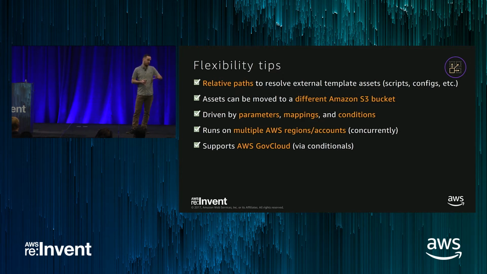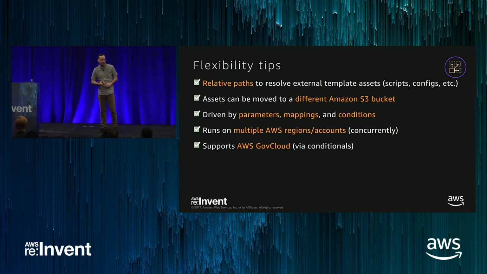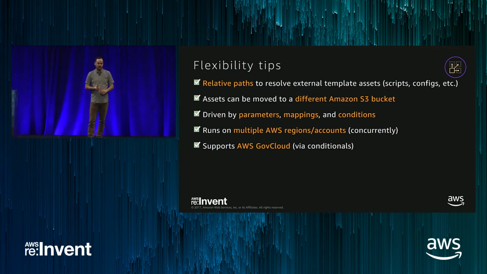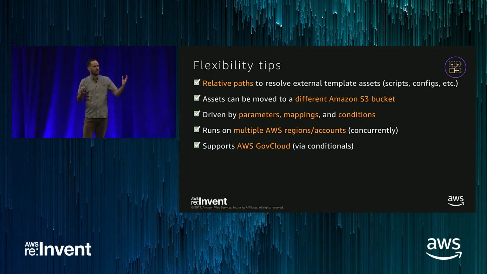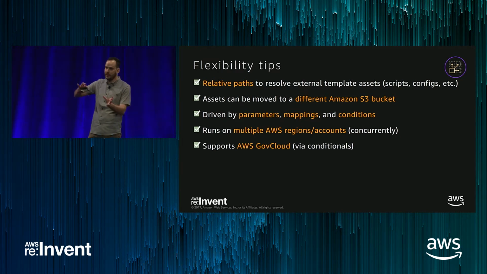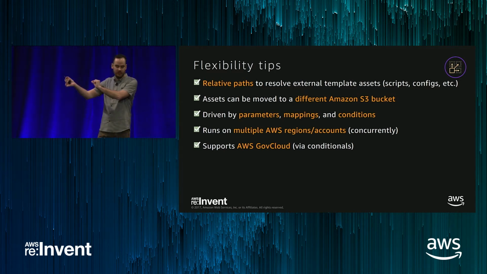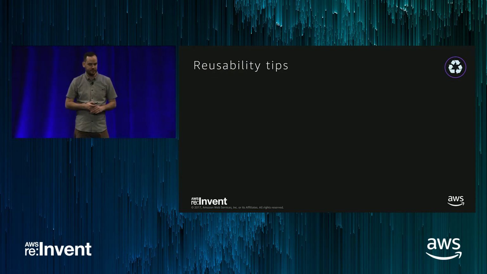Flexible templates will also support AWS GovCloud, and this normally happens via conditionals. The way we write a lot of the Quick Starts that support GovCloud, there'll be a condition that says, are we in GovCloud, just by detecting the region? And if it is, then all the relative URLs that are built are tweaked accordingly for all the AWS GovCloud URLs.